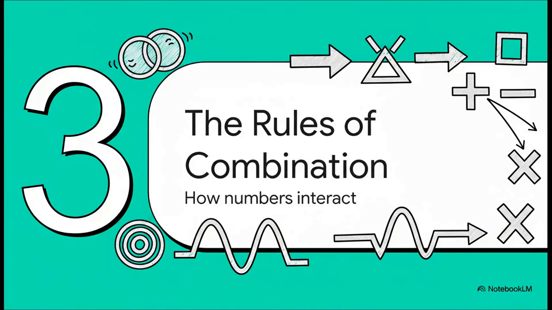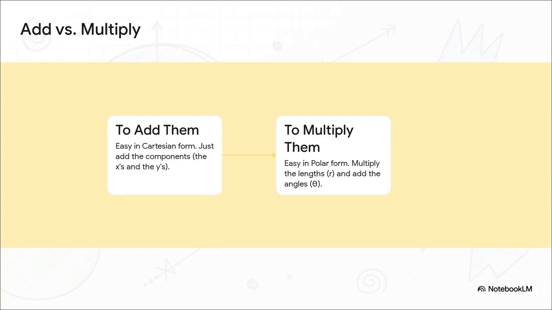Okay, so we know what they are and we know where they live. Now let's see how they actually play together. Section 3, the rules of combination. And this is exactly why having two different address systems is so incredibly powerful. If you need to add two complex numbers, that grid-like Cartesian form is perfect. You just add the x parts together and you add the y parts together.